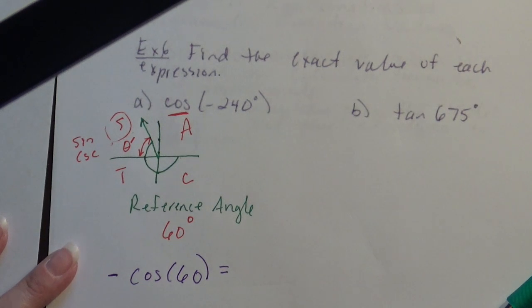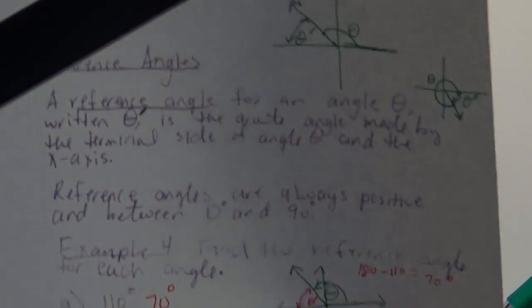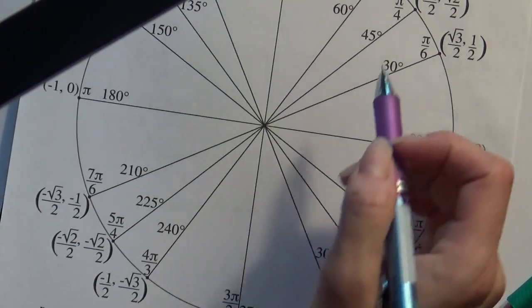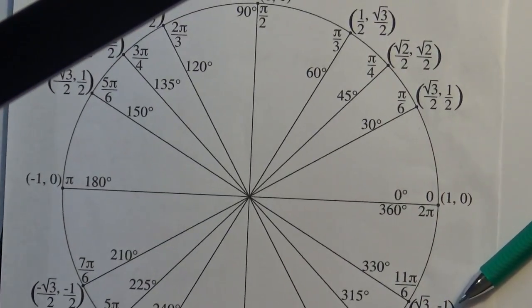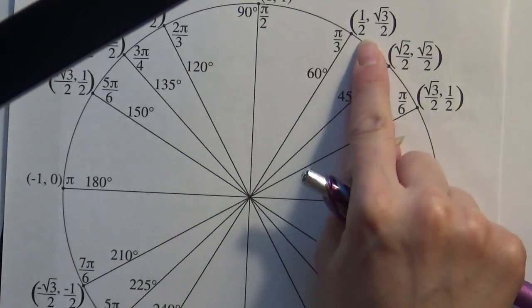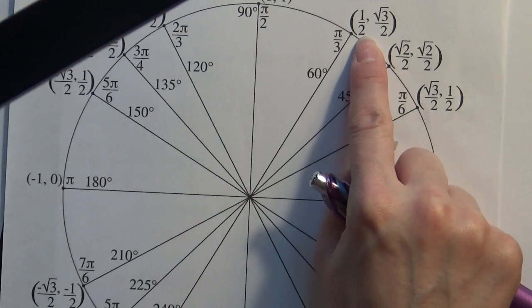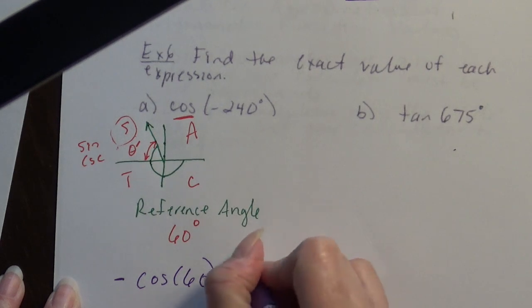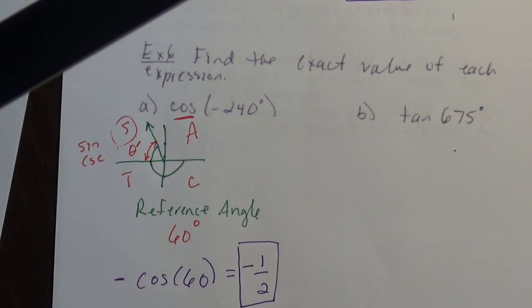What is cosine of 60? So this is where you need to have all this stuff memorized. Cosine of 60, you can go to your unit circle if you need to. Here's my unit circle. So go to 60 degrees. All right, 60 degrees is here. Cosine is the x value. So cosine of 60 degrees is 1/2. Ours is going to be negative 1/2. And that's our answer there.